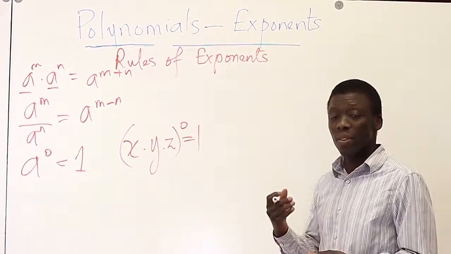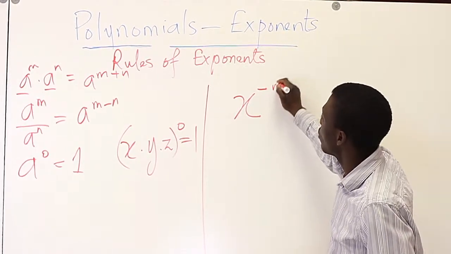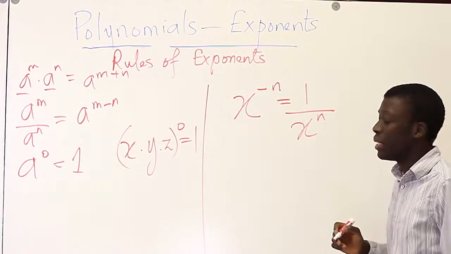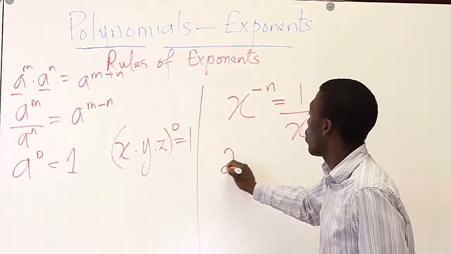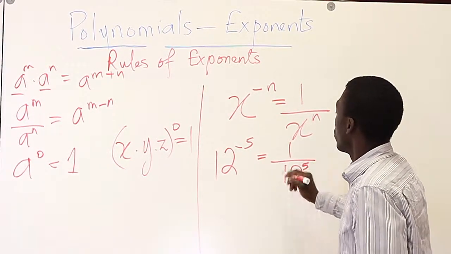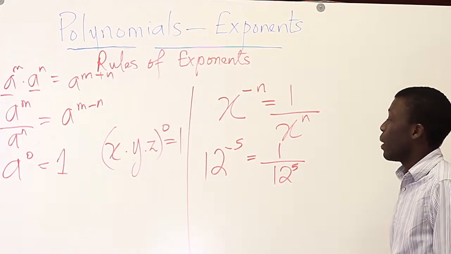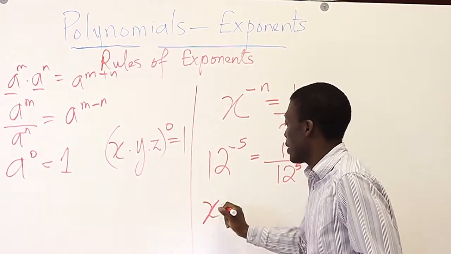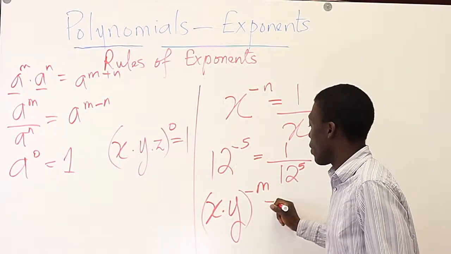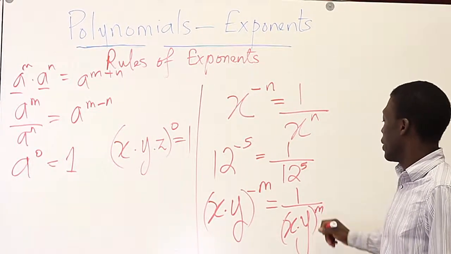And then there's a negative exponent property, which simply tells us if you have x to a negative power, you can rewrite that as 1 over x to the positive power. For example, 12 to the negative 5th power is the same thing as 1 over 12 to the 5th power. This is the negative exponent property. You can look at it even when you have (xy) to the negative m power, that will become 1 over (xy) to the positive m power.